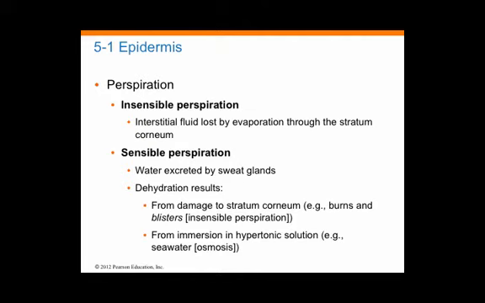Dehydration can result from damage to the stratum corneum, such as burns and blisters that result in insensible perspiration. Insensible perspiration is caused by damage to the tissue that causes the interstitial fluid to be lost through evaporation in the stratum corneum. The larger the area of the epidermis damaged, the greater the chances of dehydration. Dehydration can also be caused by immersing the body in a hypertonic solution, such as seawater, for a long period of time. A hypertonic solution, such as seawater, will cause the crenation of the cells as water diffuses out of the cell through osmosis into the interstitial fluid.